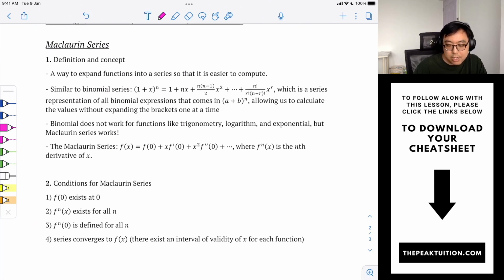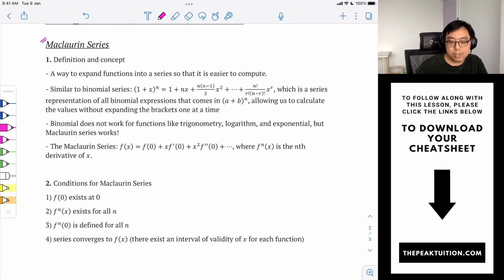Another application is actually in the form of a Maclaurin series. Okay, Maclaurin series is a form of expansion. It expands functions into a series, so it becomes easier to compute. In a sense, it's very similar to a binomial series, if you recall.